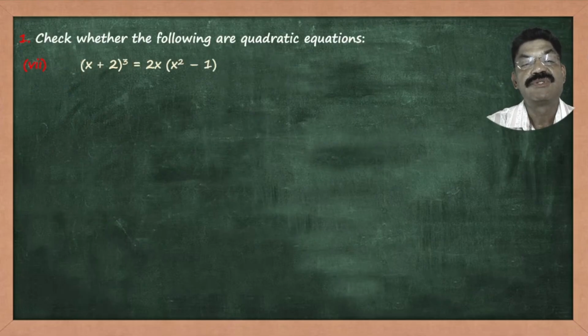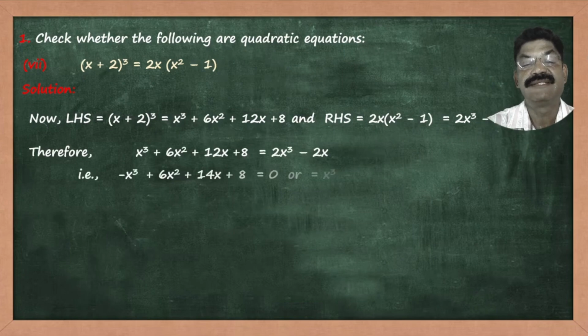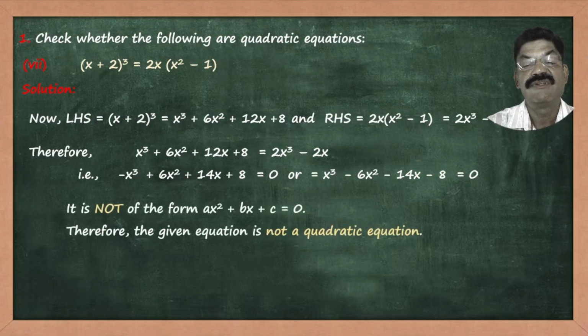Seventh problem, (x minus 2) whole cube is equal to 2x into (x square minus 1). So first I expand the left hand side, which is equal to x cube minus 6x square plus 12x minus 8, and the right hand side is equal to 2x cube minus 2x. I equate both sides. So I am left with x cube minus 6x square plus 14x minus 8 is equal to 0. So the x cube term is present. Therefore, it is not of the form ax square plus bx plus c equal to 0. Therefore, it is not a quadratic equation.